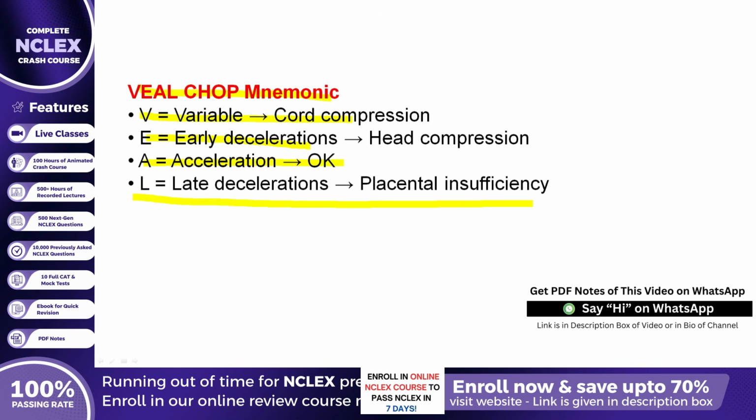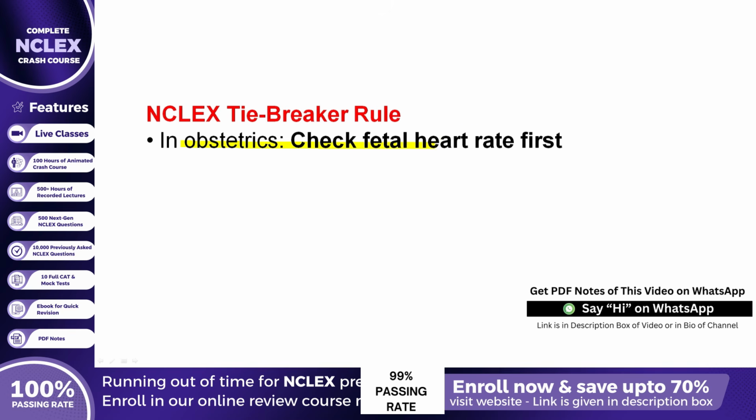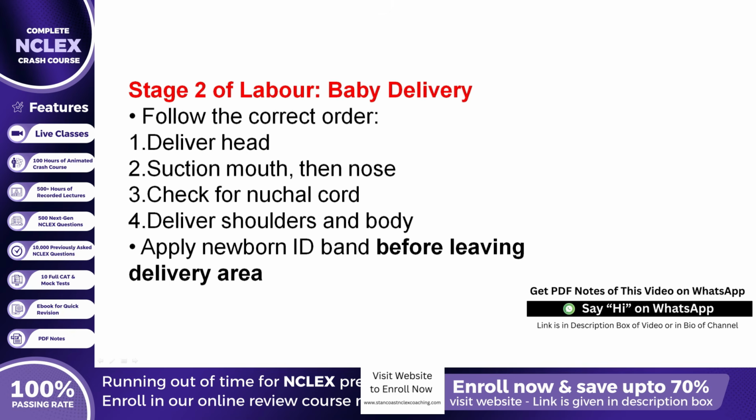Next, as we reach the NCLEX tiebreaker rule, remember that in obstetrics, you always check the fetal heart rate first. Moving on to stage 2 of labor, which is the baby delivery stage, we follow the correct order by first delivering the head. Then we suction the mouth and then the nose. After that, we check for a nuchal cord, and once that is done, we deliver the shoulders and the body.